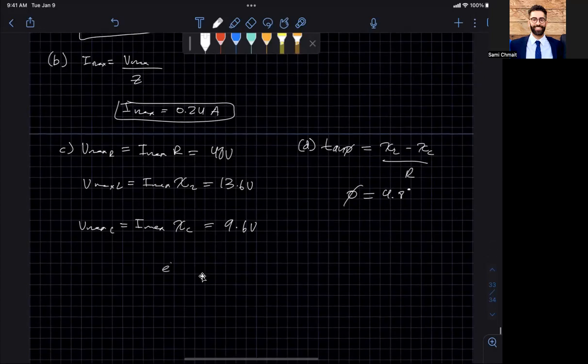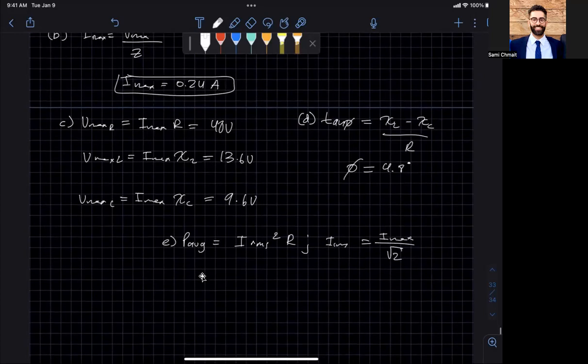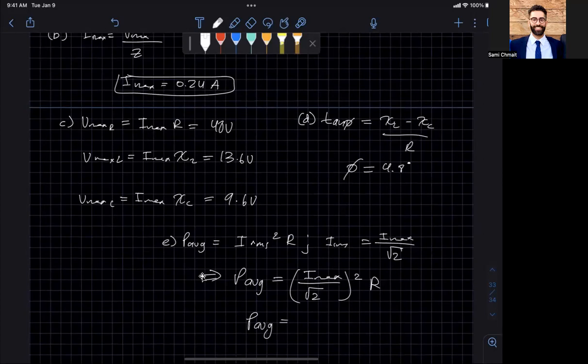And then finally, P average. P average, again, this is another equation we'll know, is equal to I RMS squared, which should look familiar, times the resistance. And we know the RMS equation relating to the max value, I max divided by root 2, is equal to I RMS. So we know what to plug in for P average, which is equal to I max divided by root 2, squared, times R. P average is equal to 5.76 watts.